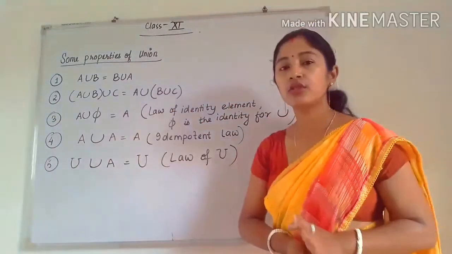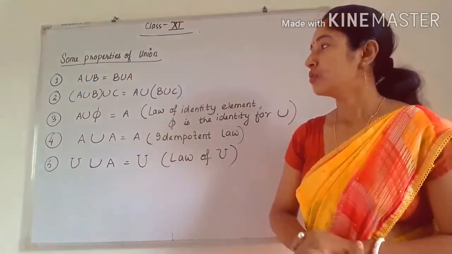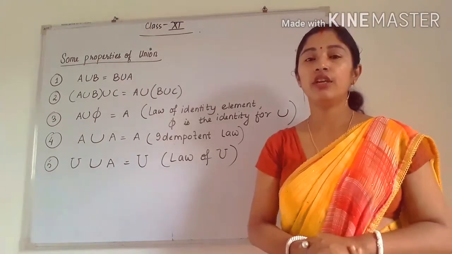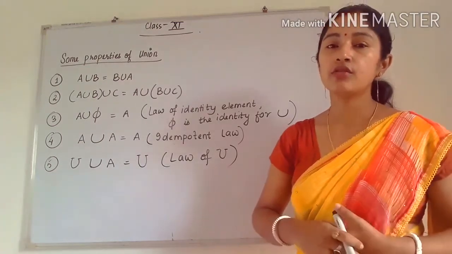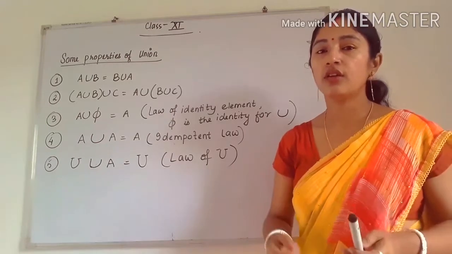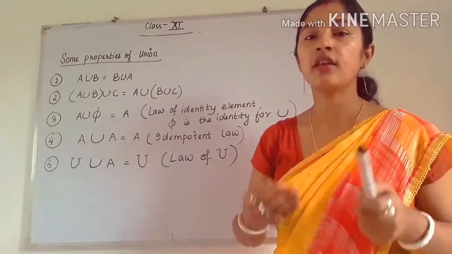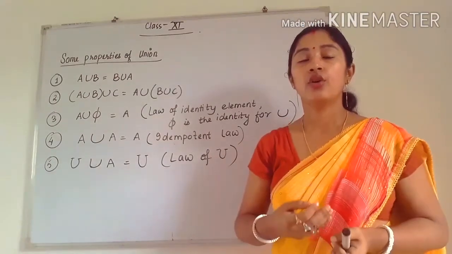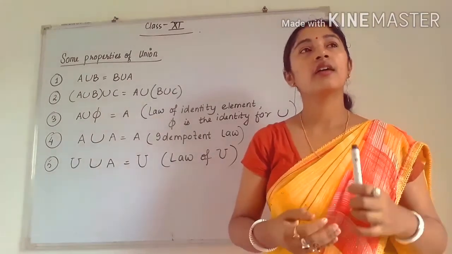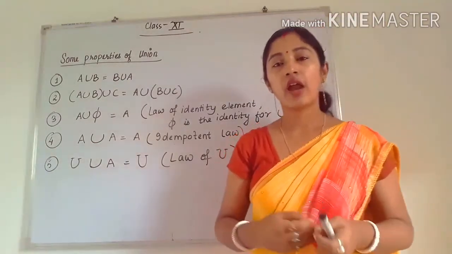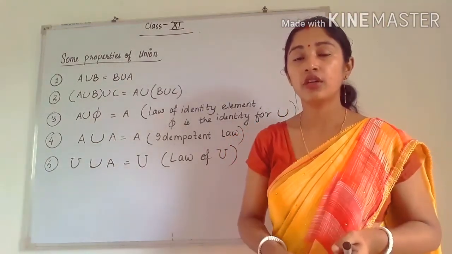So next come some properties of union. The first property is A union B is equal to B union A. Whenever you study numbers, we have studied that they have some properties in whole numbers and integers. There we studied the properties of addition.